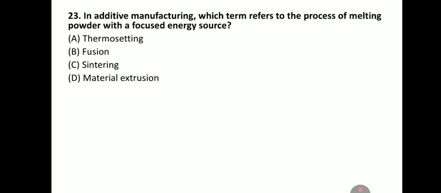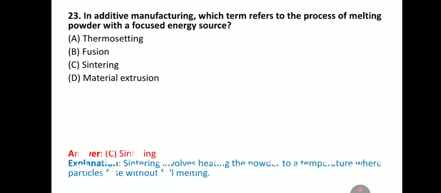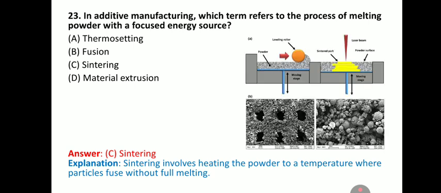Next question, in additive manufacturing, which term refers to the process of melting powder with a focused energy source? The answer is sintering. So sintering involves heating the powder to a temperature where particles fuse without full melting. So this is the sintering process where the material is in the form of powder, it is distributed with the help of a roller, and then it is fused with the help of a laser beam.